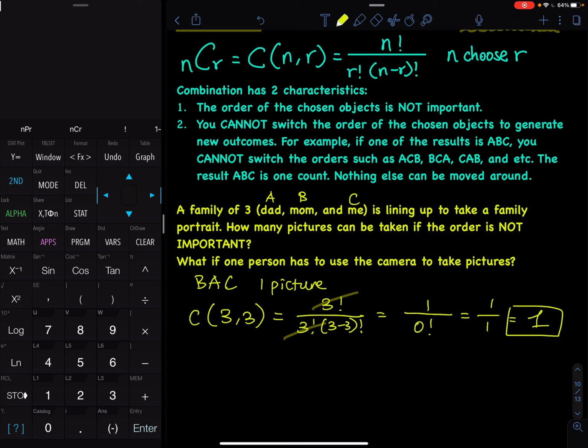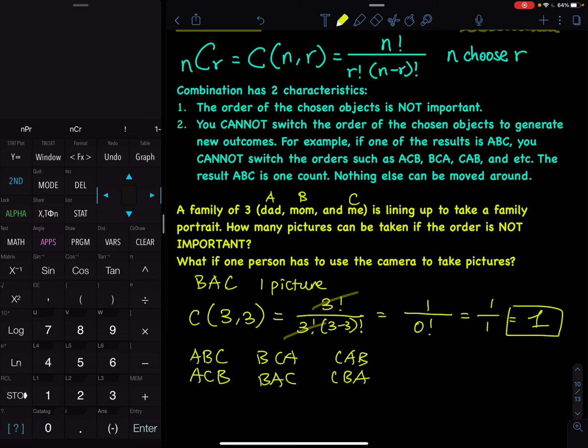And then you might say, all right, for A, B, and C, I learned permutation in the past. In permutation, I can do A, B, C, and then A, C, B, and then B, A, C, and B, C, A, and then C, A, B, and then C, B, A. The total is 6 pictures in permutation. You're right. If you are doing permutation, the order is important. Order is important means you can switch those people to generate more outcomes. So when order is important, you have 6 pictures.